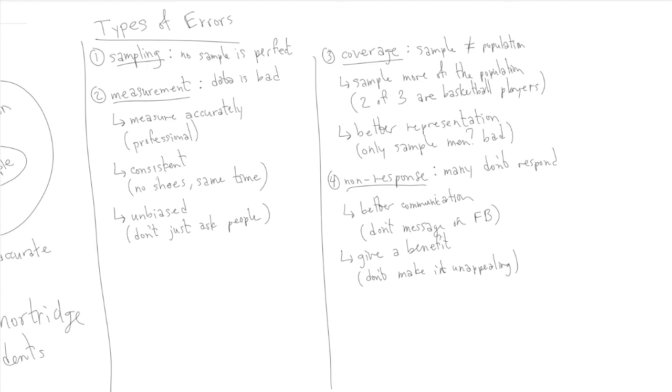Okay, so 4 types of error. Sampling error, because no sample is perfect. Measurement error, if you sampled okay, but the data you collected was actually bad. Coverage, if your sample doesn't look like your population. And non-response, because many people don't respond.